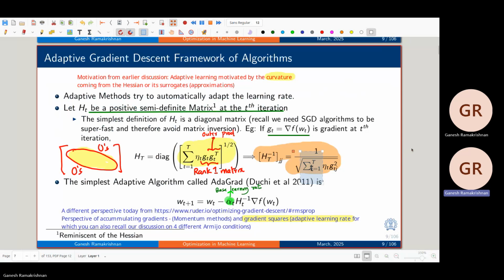Okay, not i. The same t which is sitting here. So this is a jth component. So you'll assume, I mean, there needs to be some invertibility as well. The other important point is this is also motivated by the curvature coming from the Hessian or the surrogate's approximation. So that's where I was alluding to Lipschitz smoothness, captured through the gradient square, right? Curvature being upper bounded.